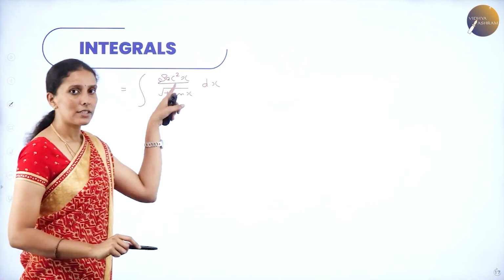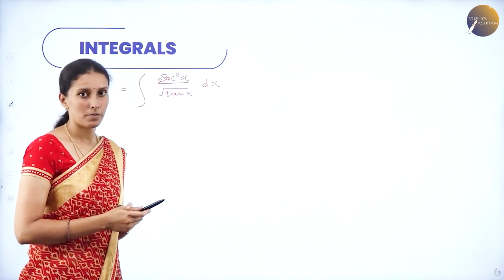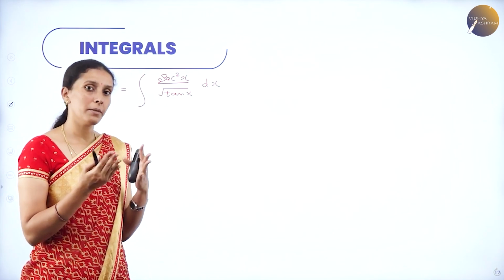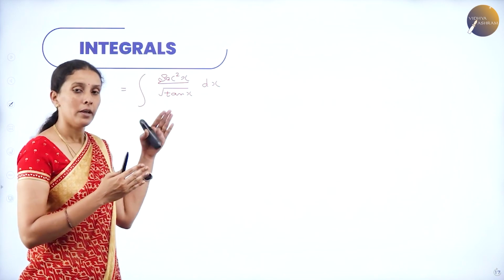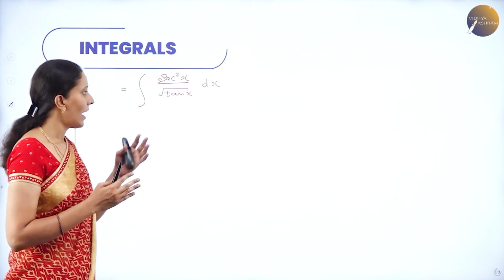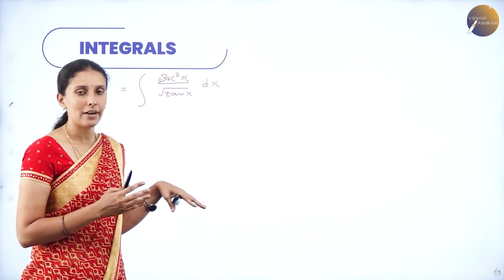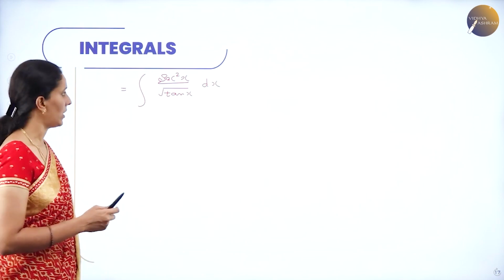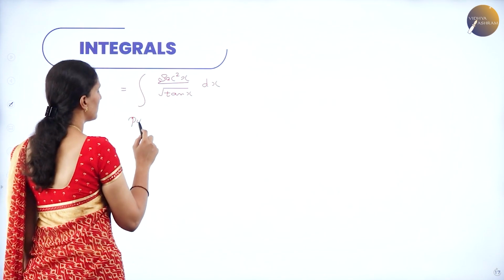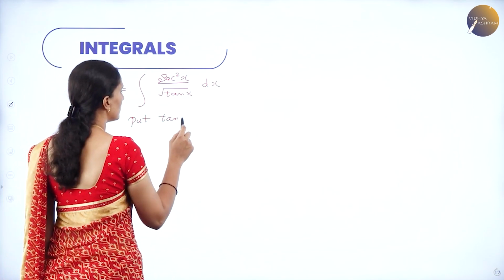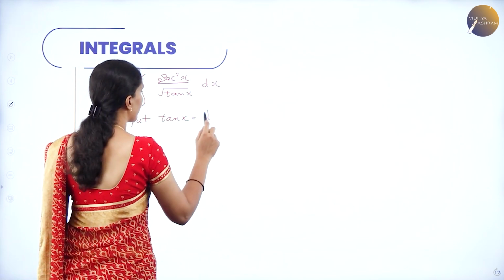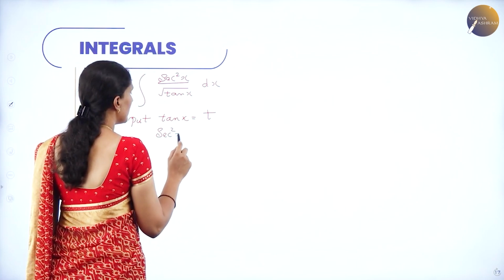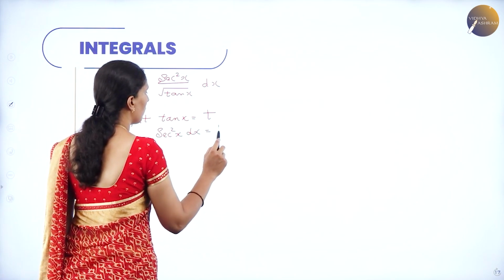So now just after simplification, you can use the method of substitution. Whenever any sort of trigonometric functions are given, sometimes we have to simplify it to make a part of substitution, and then we will reduce it into standard form. Again, we will write the function in the form of x only. So now here put tan x is equal to t. Then what is tan x derivative? It is secant square dx is equal to dt.